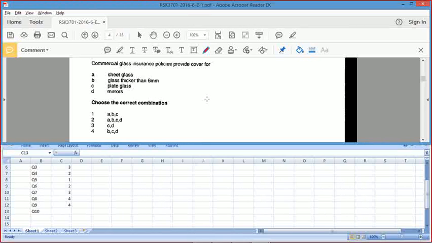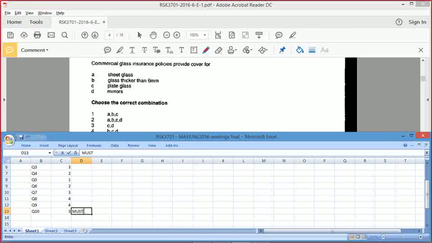Although usually not thicker. Okay, so the insurance provides cover for accidental breakage of glass. The cover is really designed for the breakage of plate glass. Okay, which we've got. That's C, that's fine. Which are thicker than the sheet glass which you have in your windows at home. Although usually not for glass over 6 millimeters thick, which may need special consideration. Okay, there's also cover for damage to windows, plate glass, mirrors. Okay, that's fine. So mirrors, definitely. Plate glass, definitely. So then it'll be C and D only, option 3.